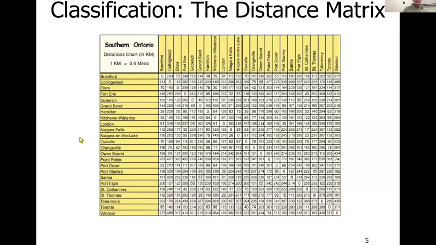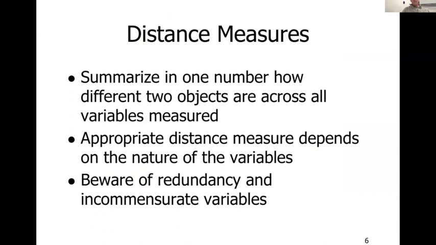But the bottom line here is, we've got multivariate information. In this case, it's all about road segments and so on. It's being collapsed into one number, which is saying how different is Fort Erie from Collingwood, Hamilton from Grand Bend, all those different combinations. And we're going to do exactly the same thing when we're talking about turtle shells or water sample analyses or whatever. So the distance measures summarize in one number how different two objects are across all the variables that you measure. And the appropriate distance measure, that one number that combines all the information from chemical concentrations or population numbers or shell measurements.